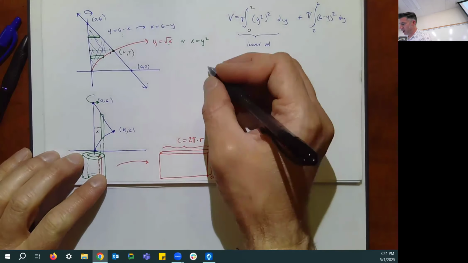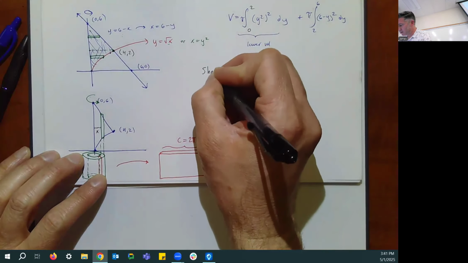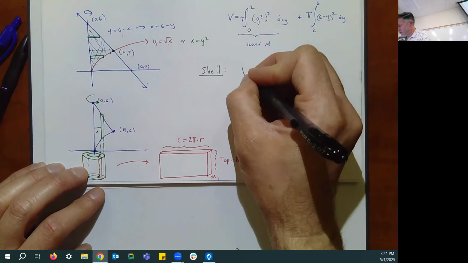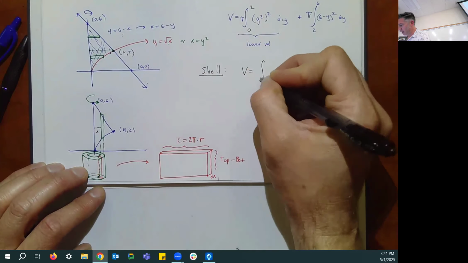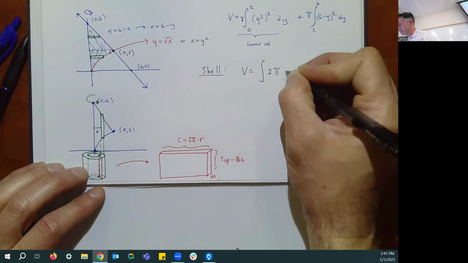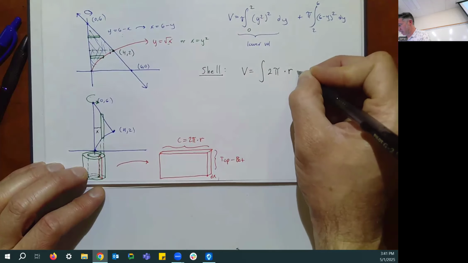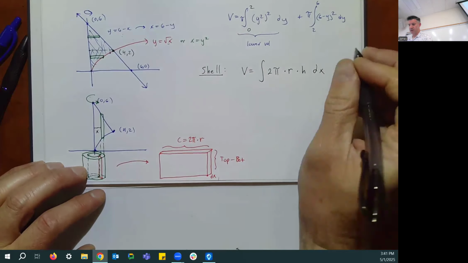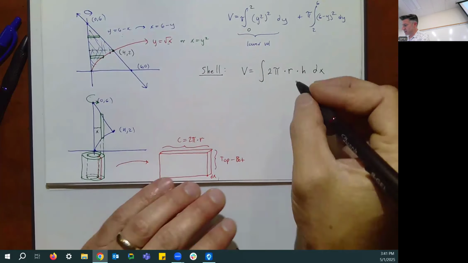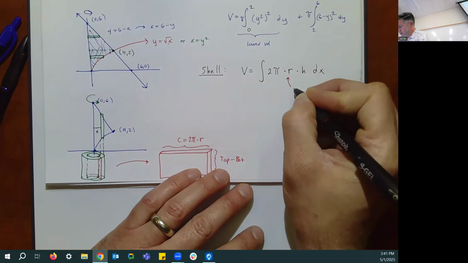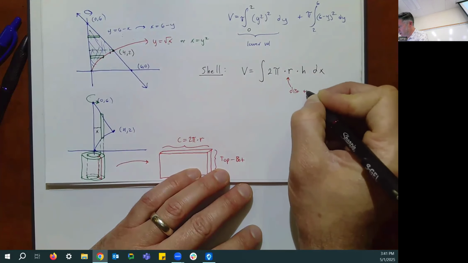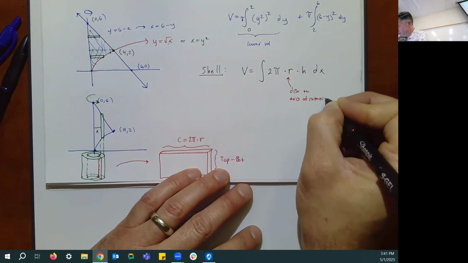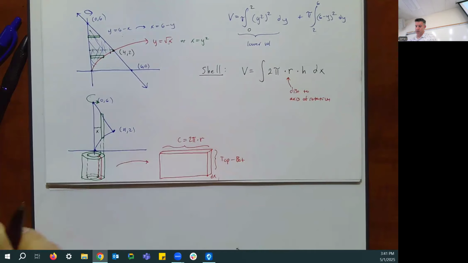So in this problem, for the shell method, very generically, the volume is going to be the integral of 2 pi times the radius times the height times d whatever. We're doing dx this time. Again, the radius is the distance to the axis of rotation. The height is literally how tall the strip is.